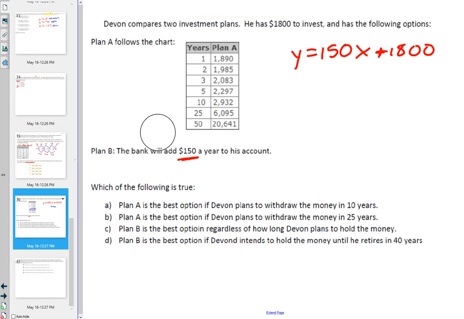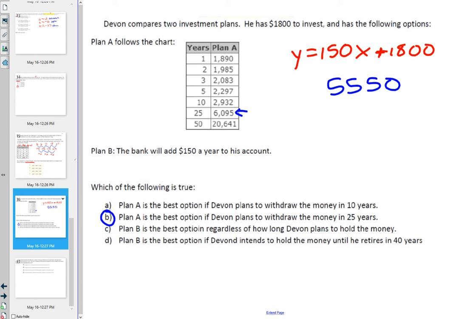Okay. Let's look at plan A is the best option if he's going to do 25 years. In 25 years, he gets 6095 there. With this one, somebody help me with the math here. What is 150 times 25 plus 1800? And yeah, that does appear to be true. That plan A is the best option in 25 years.